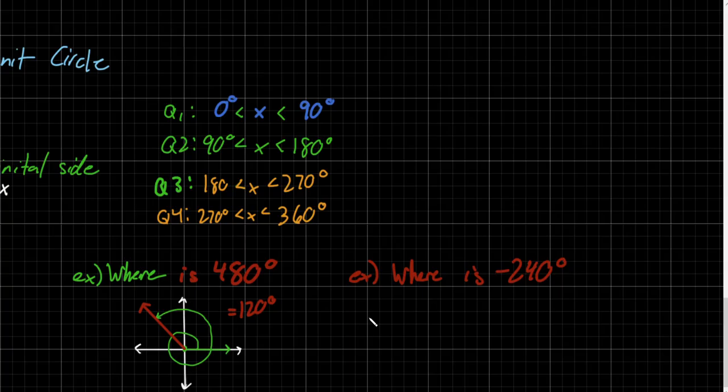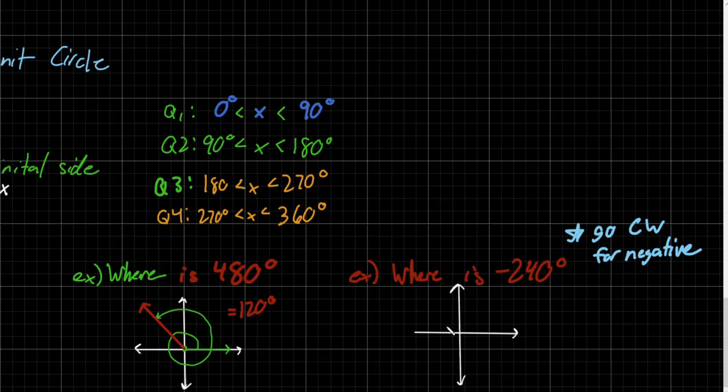Okay, did we go clockwise or counterclockwise? Yes, so we should have gone clockwise for negative. Go clockwise for negative. So show me with your hands what quadrant you ended up in: 1, 2, 3, or 4. Everybody participate. Up high.